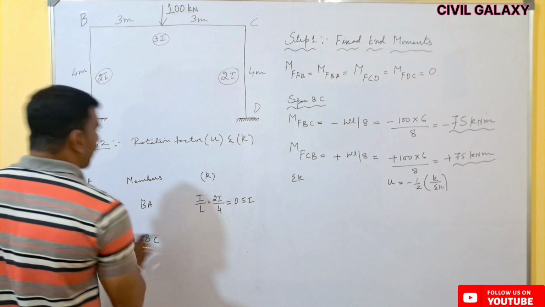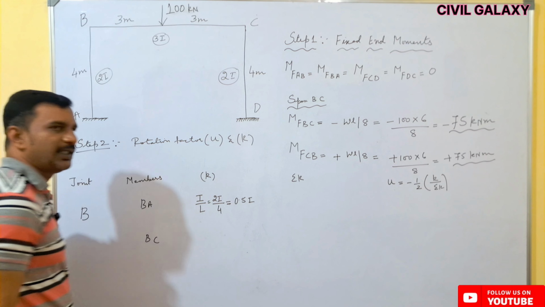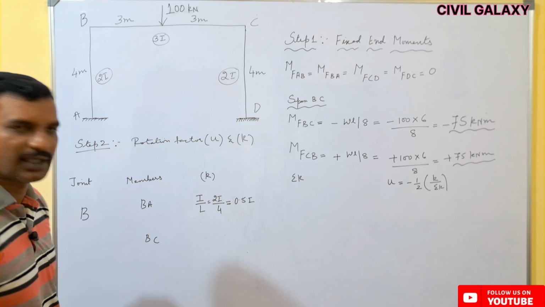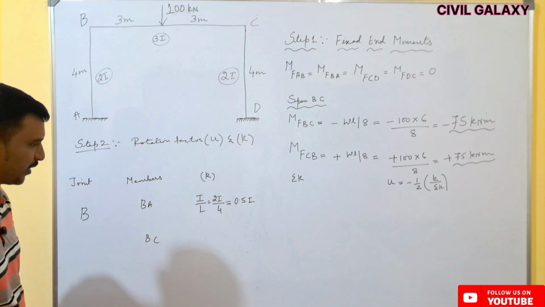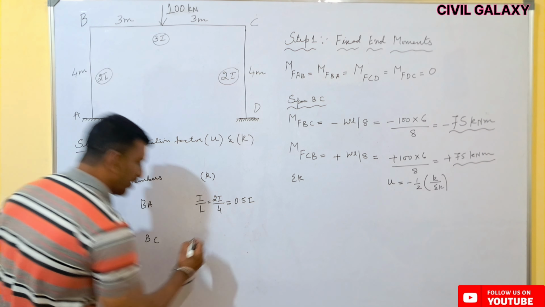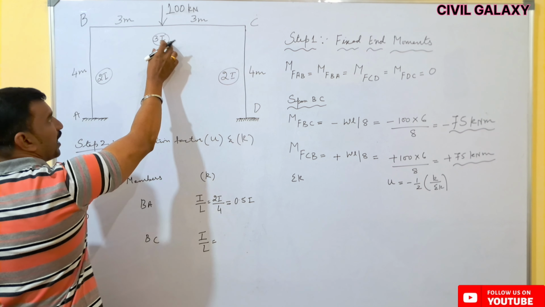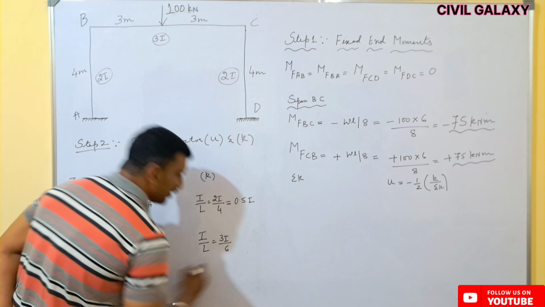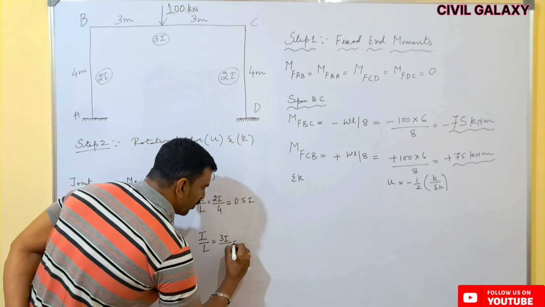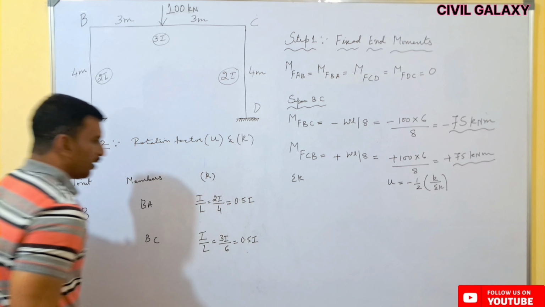Next, for member B to C, B is the near end and C is the far end. Since C is an intermediate support here, in structural analysis even an intermediate support is considered a fixed support. So for a fixed support, it will be I upon L. The moment of inertia given here is 3I upon the total span here, 6 meters, which will be equal to 0.5 I.